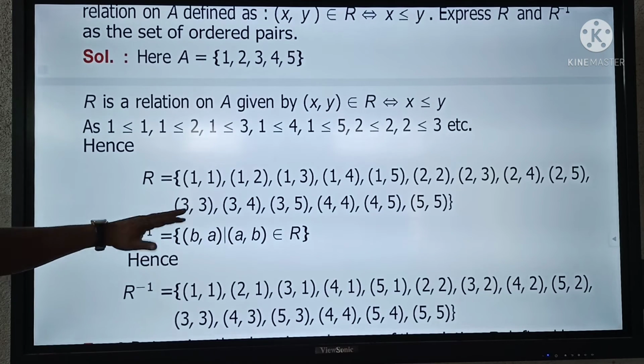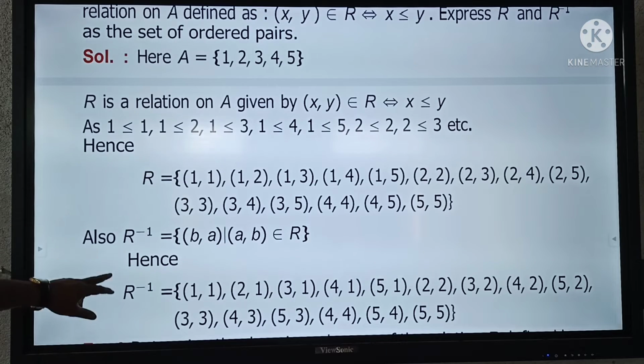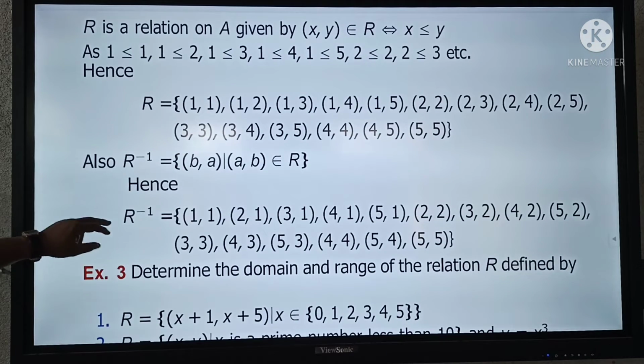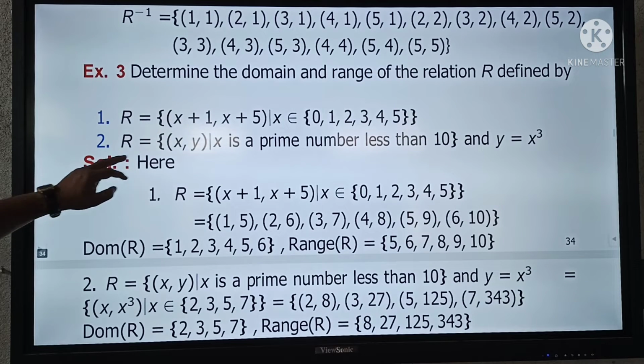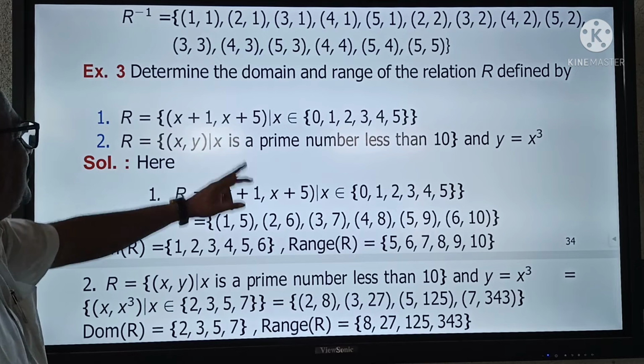Its inverse relation means we just reverse these ordered pairs. We get the inverse relation of that. Now determine the domain and range of the relation R defined by R = {(x+1, x+5)}, the ordered pairs of this type.